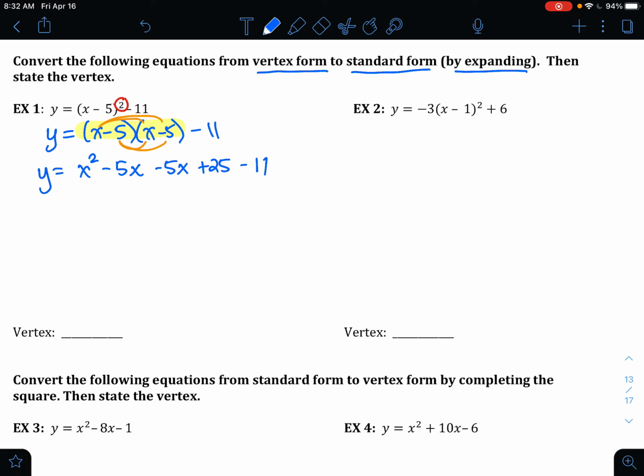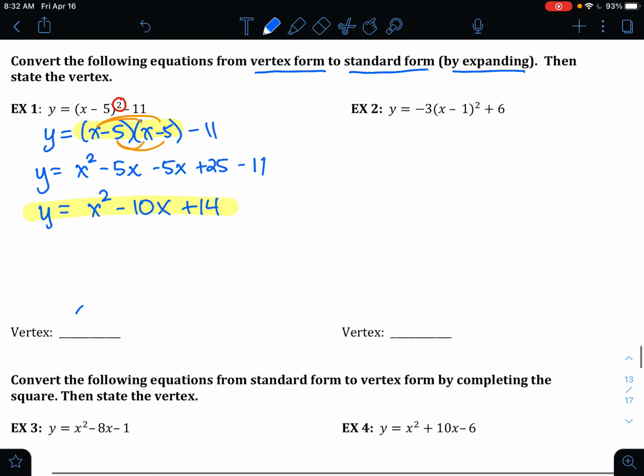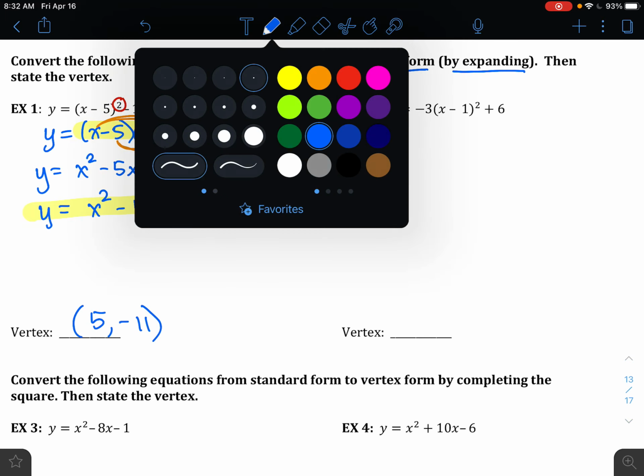Now let's combine like terms. We'll combine the x's and the numbers. So I have y equals x squared minus 10x, and then 25 minus 11 is 14. Okay, this is standard form. Now I need the vertex. So I'm going to go back to the top and look at h and k because it's easier to see in that format. So it will be 5, negative 11. So we just expanded it out and we simplified. If you feel comfortable, try number 2 on your own and then come back to the video.